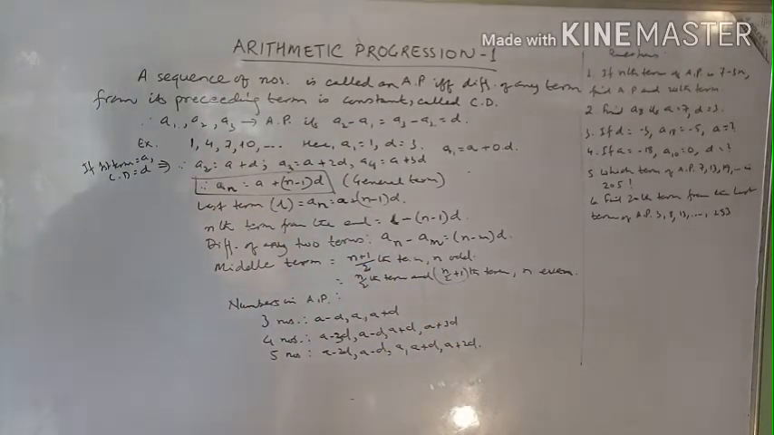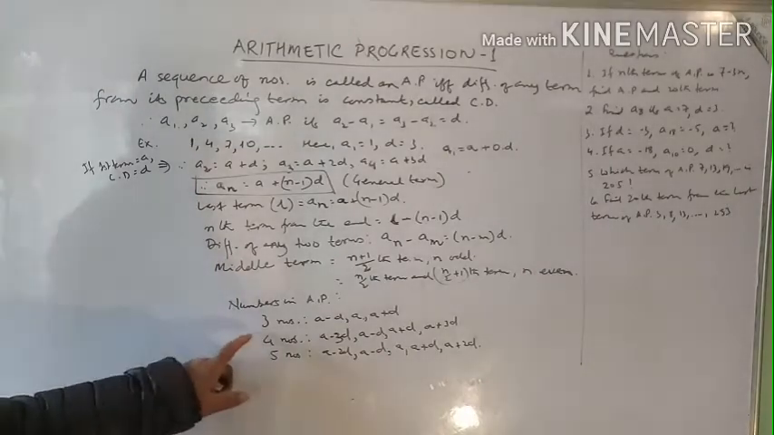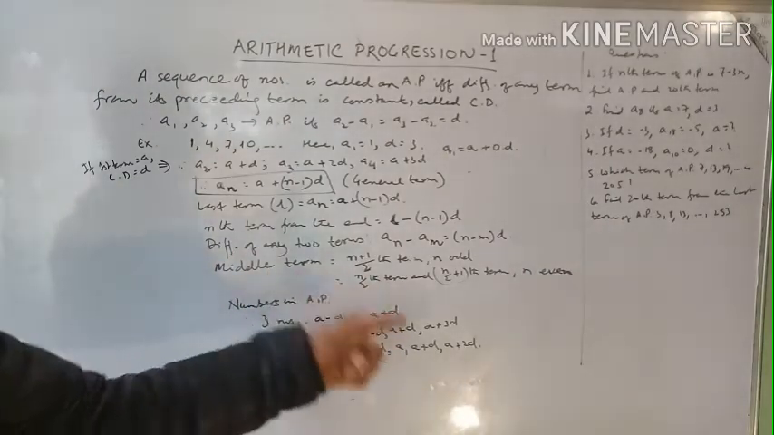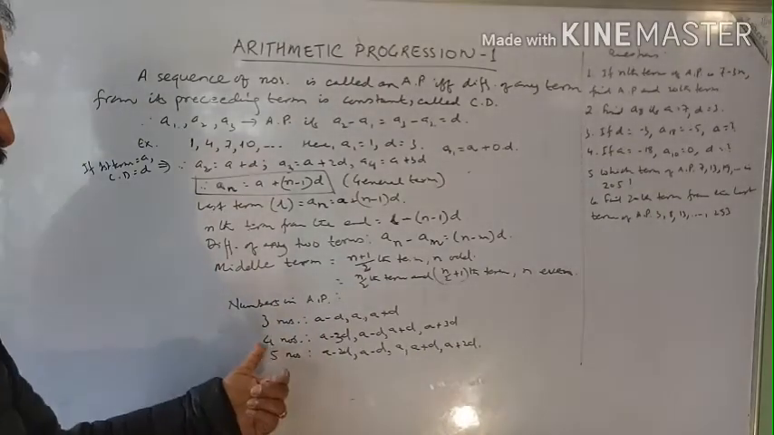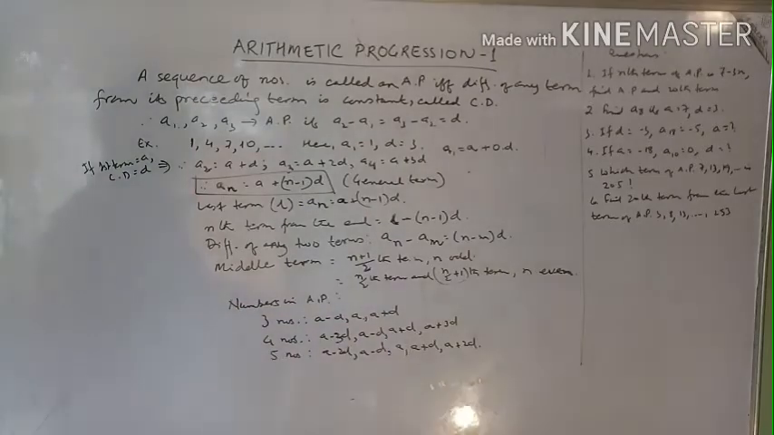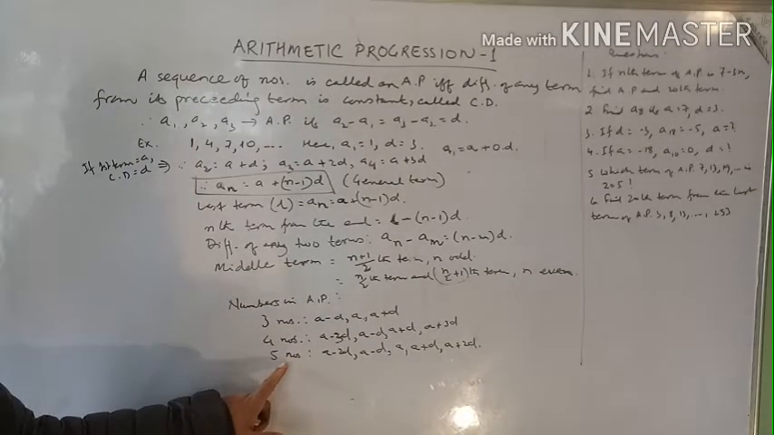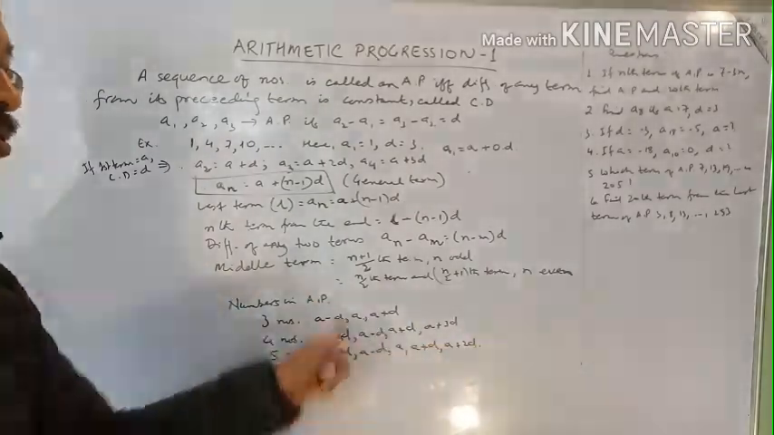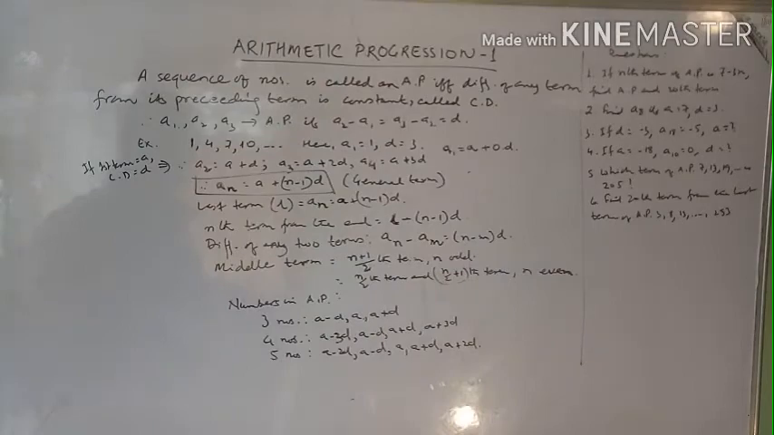So remember, if the question says find three numbers in AP, suppose these to be the 3 numbers and find the values of a and d. If you have to find 4 consecutive numbers in AP, then suppose this, and find the values of a and d. If you have to find 5 numbers in AP, then suppose this, find the values of a and d, and you get all the 5 numbers.